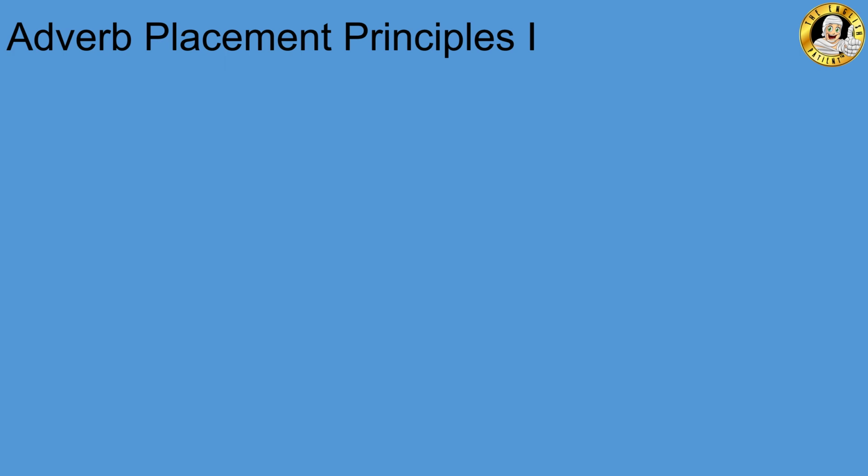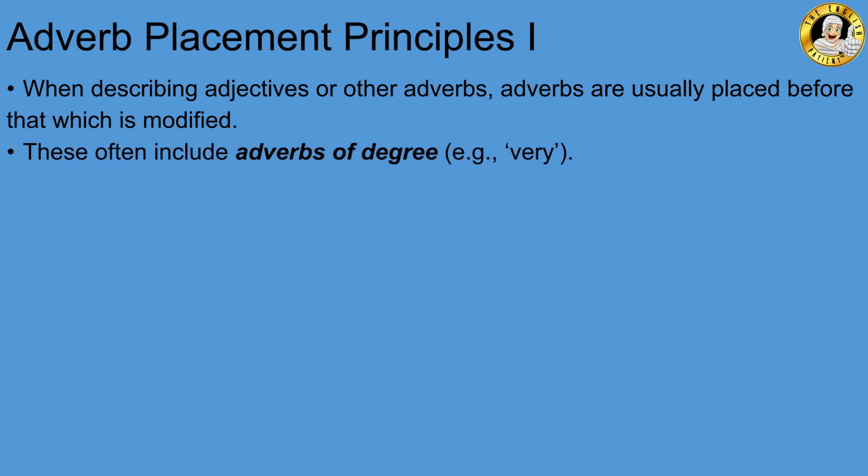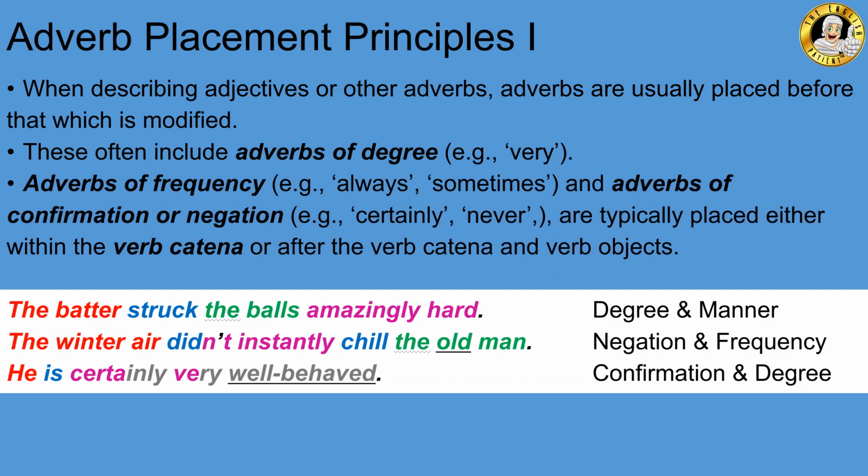Okay, so let's look now at where we actually place these adverbs. So adverbs which describe adjectives or other adverbs are usually placed before the adverbs which they are modifying or changing in some way. Now, these will include things like adverbs of degree, such as very, telling you how much. Also adverbs of frequency, which tell you how often, words like always or sometimes. And adverbs of confirmation, words which stress that this is a yes, words like certainly, or negation, which stress a no, such as never.